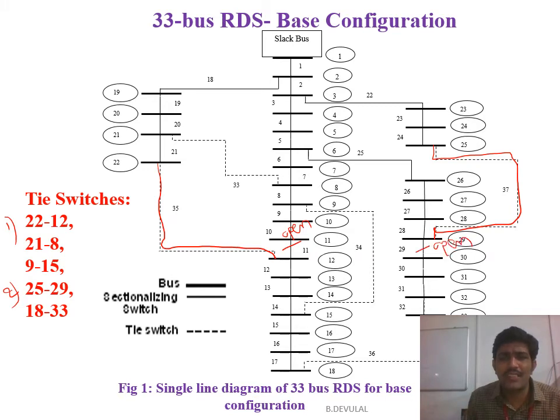Immediately open the tie switches. Sorry, closing the tie switches and immediately open the sectionalizing switches. In the third case, from the 33 kV bus to bus 18, I have to close this one and immediately open bus 32. If you do not open it, it forms a closed loop. That's why we have to immediately open the adjacent bus.